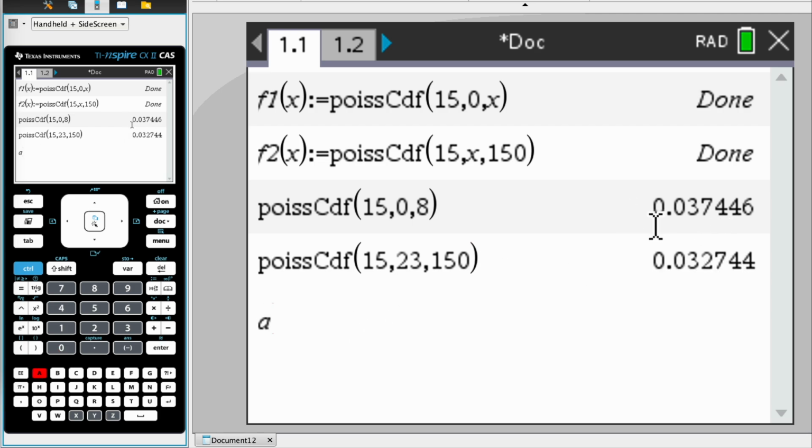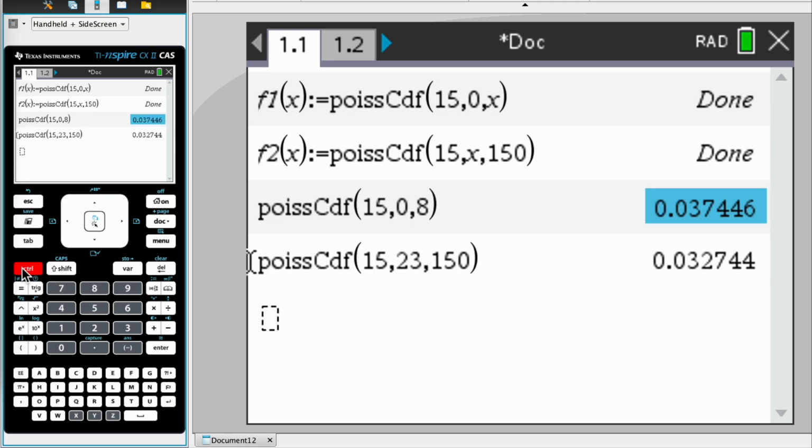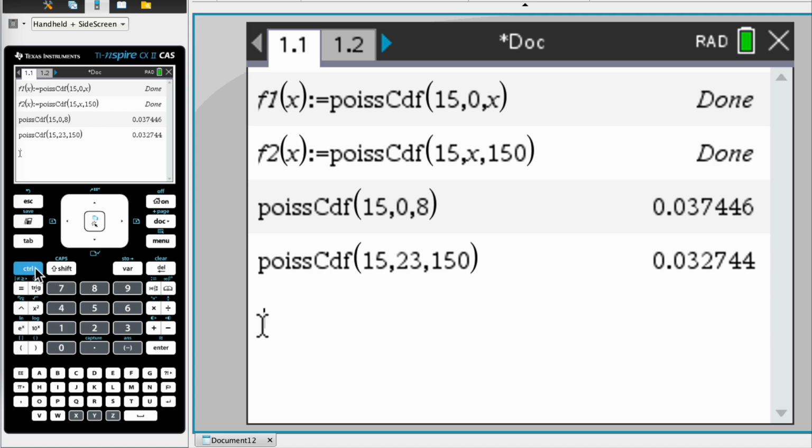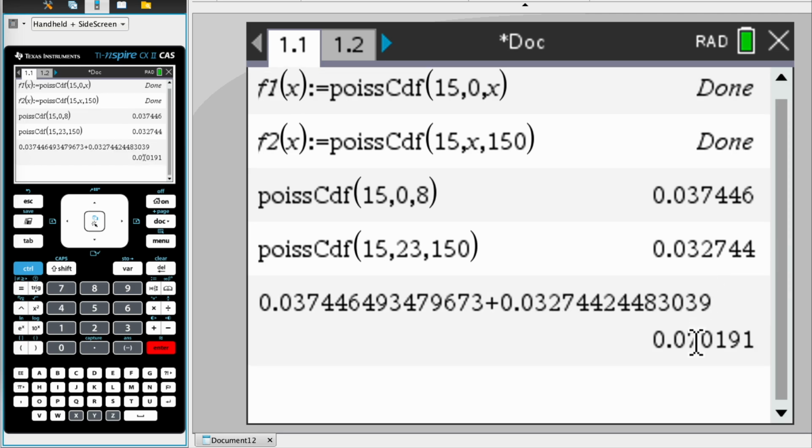So if I want the probability of falling in the critical region, I need to add these 2 tail probabilities together. I'm just going to use my arrows up, Control C, copy that value, Control V, paste it down. Then I'm going to do plus, and I now want to take the most recent answer. So I'm going to go Control, and this button next to the enter sign has an answer. That's going to pull that one there. I'm going to hit enter, and it's added those 2 probabilities together to get a total probability of about 7%. That is the probability of a type 1 error.